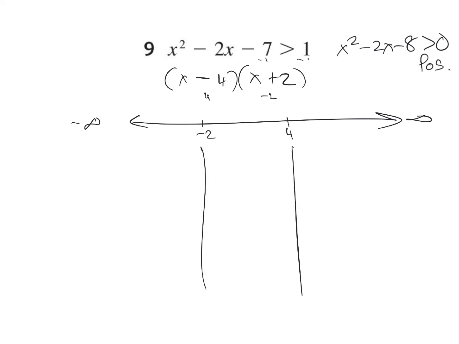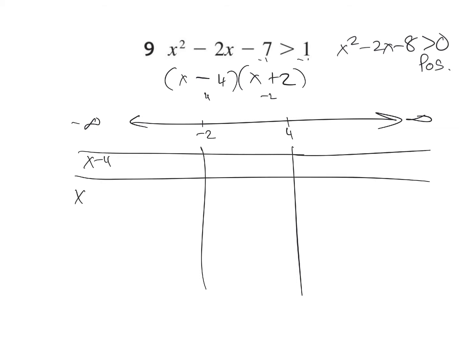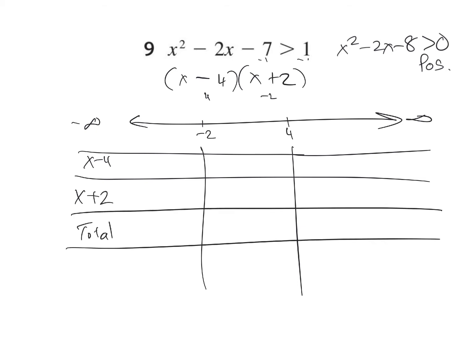All right, and then we have x minus 4. Okay, we have x plus 2, and then we have the totals. All right, so plug in negative 3. Negative 3 minus 4 is negative. Negative 3 plus 2 is negative. Multiply those together, that's a positive. That's what we're looking for. So from negative infinity to negative 2, not including negative 2 because there's no equal sign in the inequality.